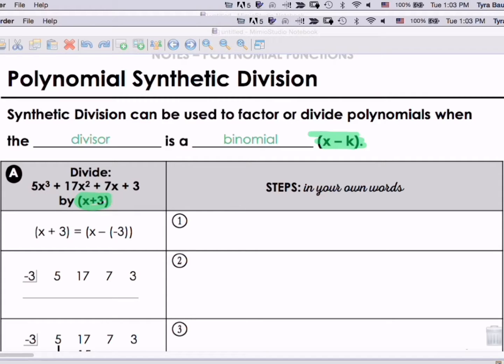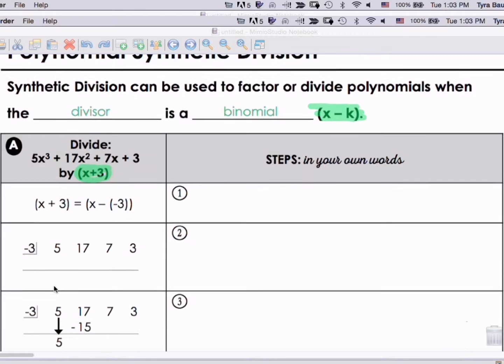Okay, so we're going to look at what was done here on the left. This is actually synthetic division already done for you, and we're going to write in our own words what it is that happened in each step. Okay, so we're dividing 5x cubed plus 17x squared plus 7x plus 3 divided by x plus 3.